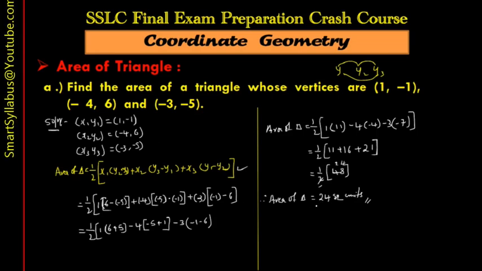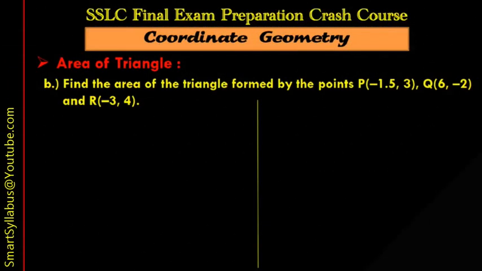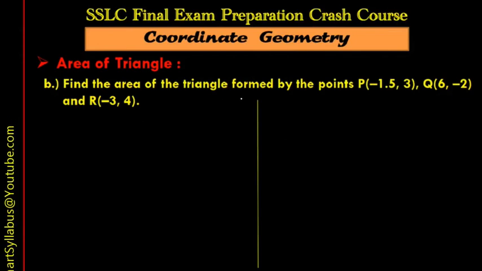So this is a very important sum, students. Using the area of the triangle, we can solve one more kind of sum. So what kind of problem is it? Let's check in the second numerical. The second numerical, B: find the area of the triangle formed by three different points, say P, Q and R, where P is minus 1.5 and 3, Q is 6 and minus 2, and R is minus 3 and 4.